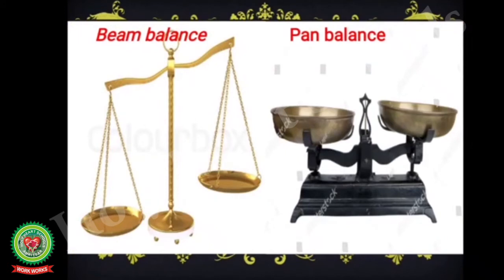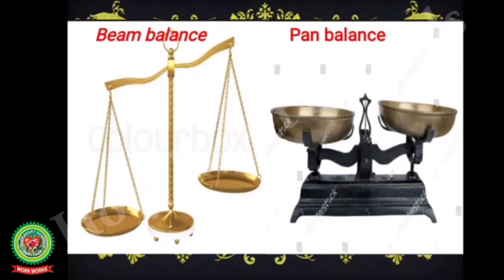Children, see, this is a picture of beam balance and pan balance. Beam balance is an instrument. It is used to determine the mass of an object. The balance is enclosed in a glass case in order to avoid disturbance due to air. It is used by goldsmiths, scientists, etc. Now come to the next.